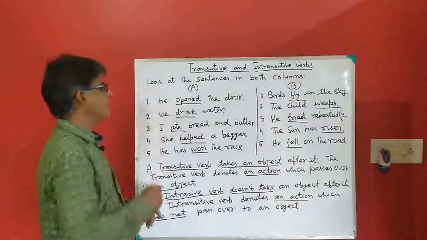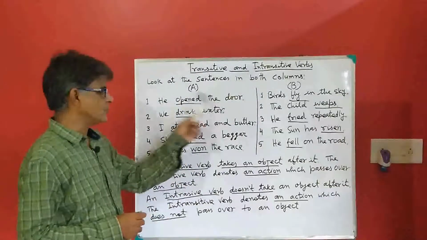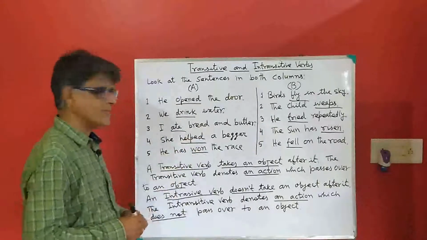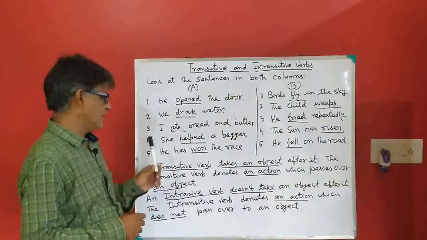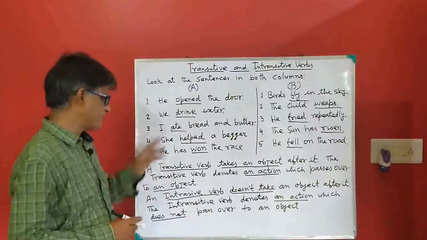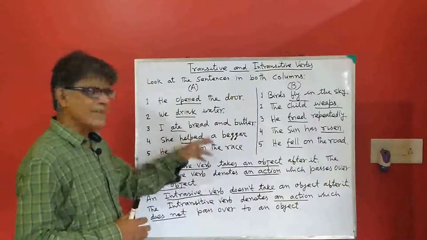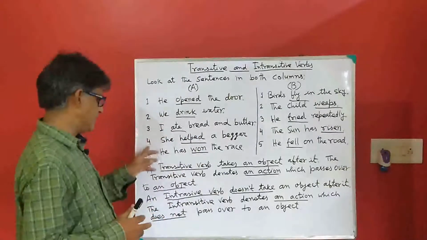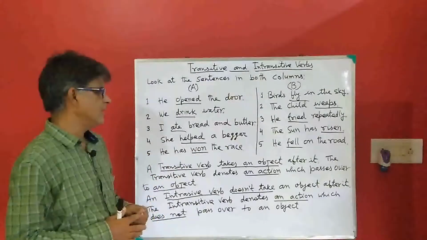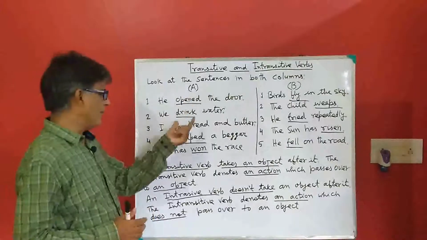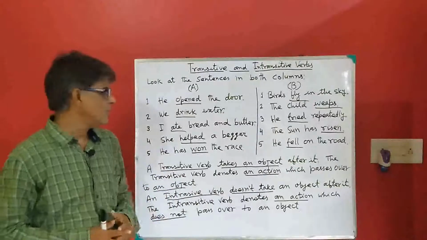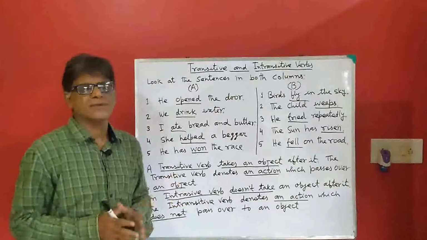So in the first sentence the object is the door. In the second sentence the object is water. In the third sentence the object is bread and butter. And number 4, a beggar is an object in sentence 4 and the race is an object in sentence 5. So opened, drink, ate, helped, won, all these are verbs. So what is a transitive verb?